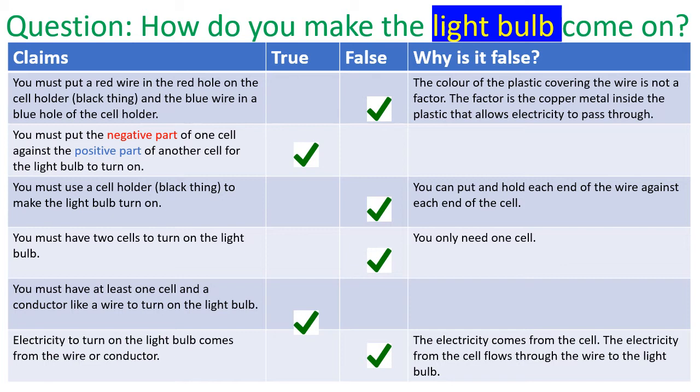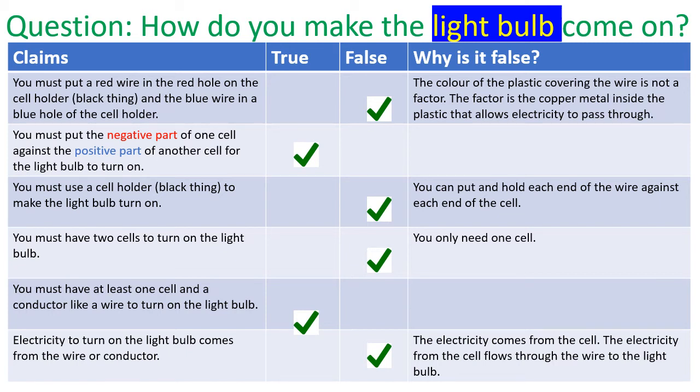The next one, you must use a cell holder. That's not true. A cell holder makes it easier to hold the cells together when you put the circuit together, but you don't need one to turn on a light bulb. You can put and hold each end of the wire against each end of the cell with your hands. Next, you must have 2 cells to turn on the light bulb. Not true. False. You only need 1 cell. We learned that by doing the investigations, by multiple tests.